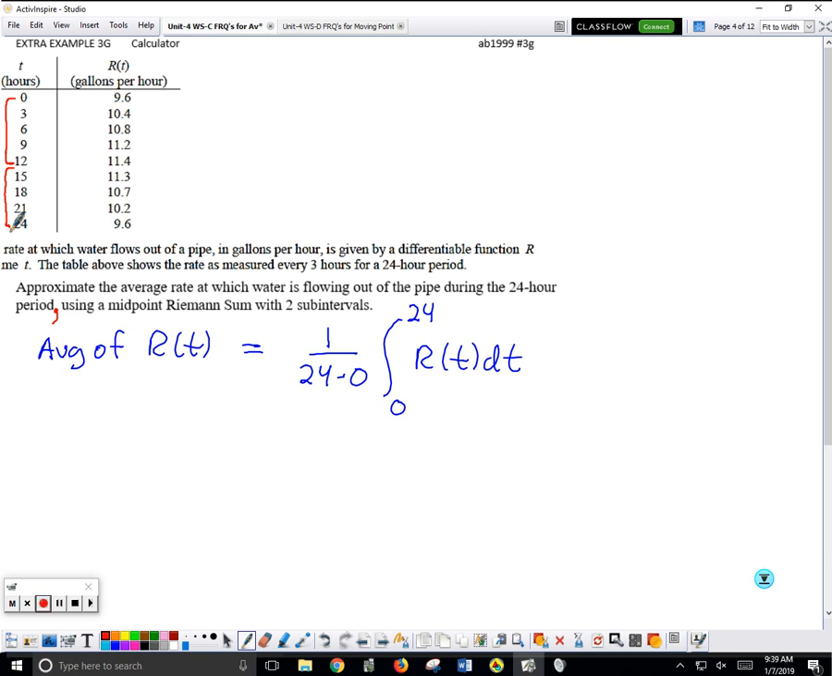So to compute this integral, don't forget the 1 over 24. I'm supposed to take r of t times dt. So I look at the first subinterval, and I pick a value for r that is in the middle of the first subinterval. So someone tell me, what do I write here? 10.8. What is it? 10.8. So I go to the middle of the first subinterval, which is 6. The value of r in the middle of the first subinterval is 10.8.